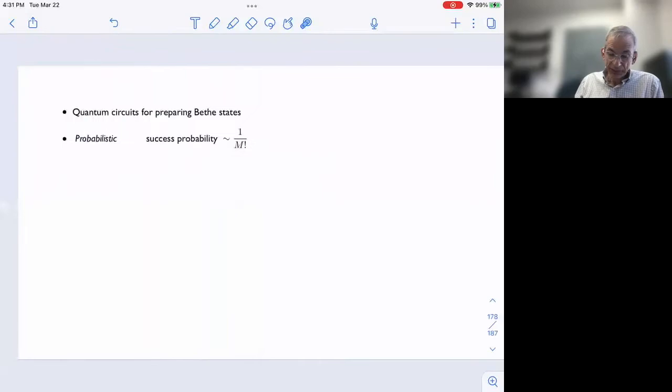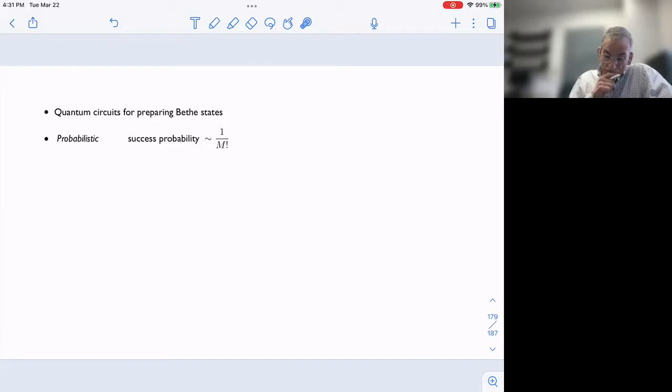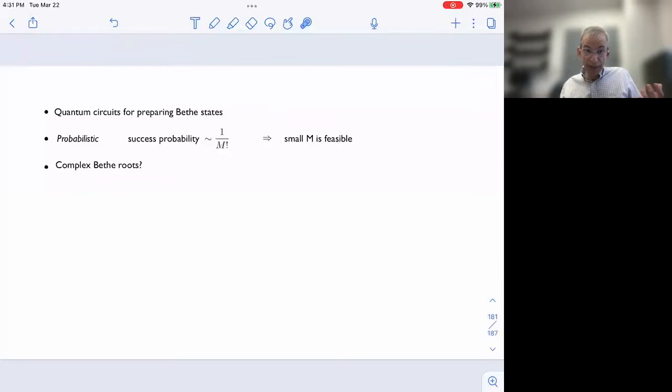And we've seen that, unfortunately, the success probability falls as 1 over m factorial. So if you're interested in large values of m, they're not going to work. But small m is feasible. Also, these algorithms were restricted to real beta roots. It would be interesting to extend them to complex beta roots. This is still an open problem.